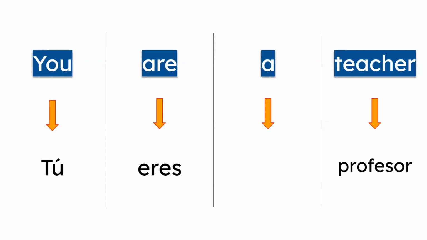Next up, we have you are a teacher. You, the pronoun for the second person, is tú. Tú. Now we need the right conjugation for the verb to be, which is tú eres. That's right. Tú eres. Again, here we can just ignore a. Tú eres, and teacher, we already know, profesor. Then, tú eres profesor. Now, say it out loud. Very good.